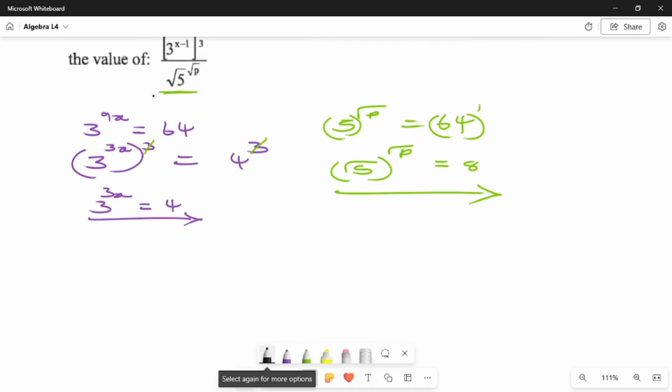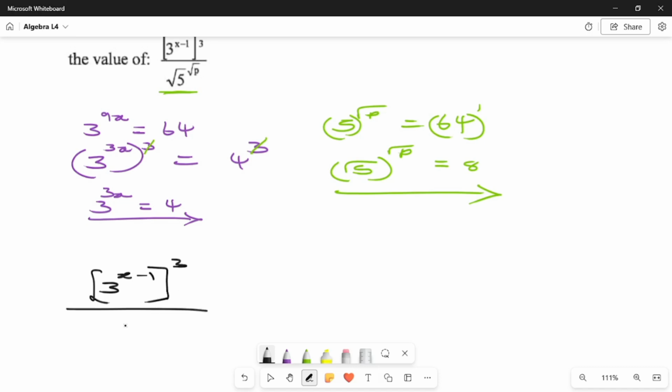It's simple. We are going to rewrite this expression, right? Watch this. Let me just erase this. Watch this. 3 to the power of x minus 1, right? It's in the brackets, so we do what they did, to the power of 3 all over root 5 to the power of p. Okay, what can we say about this? We can simplify this and say it is equal to 3 to the power of 3x, right?